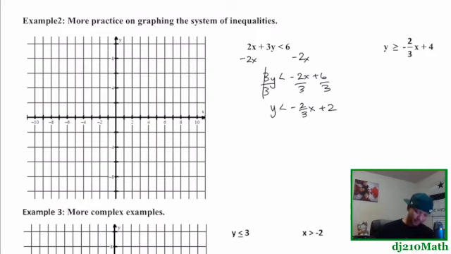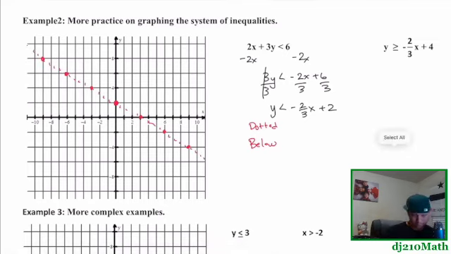Do I want to graph it now? So let's see. It crosses at 2. Let's do it in red. This is going to be a dotted line, and we're going to shade below. So dotted, shade below, because it's strictly less than. So I'm going to go down 2 and to the right 3 from the y-intercept, and it's dotted.